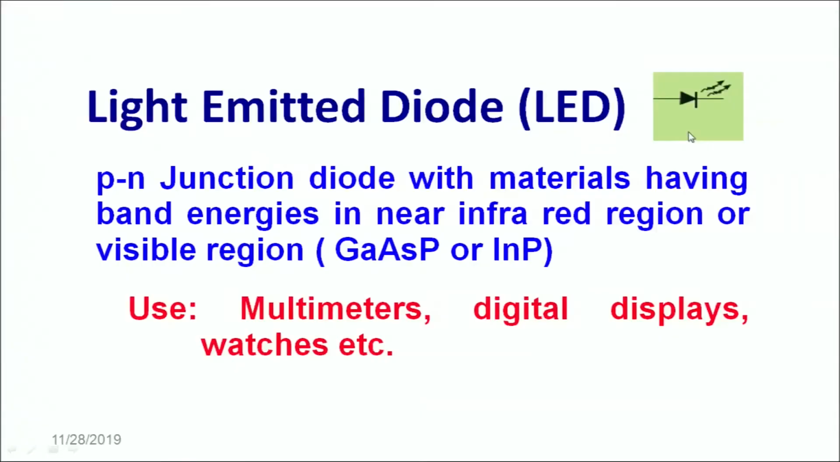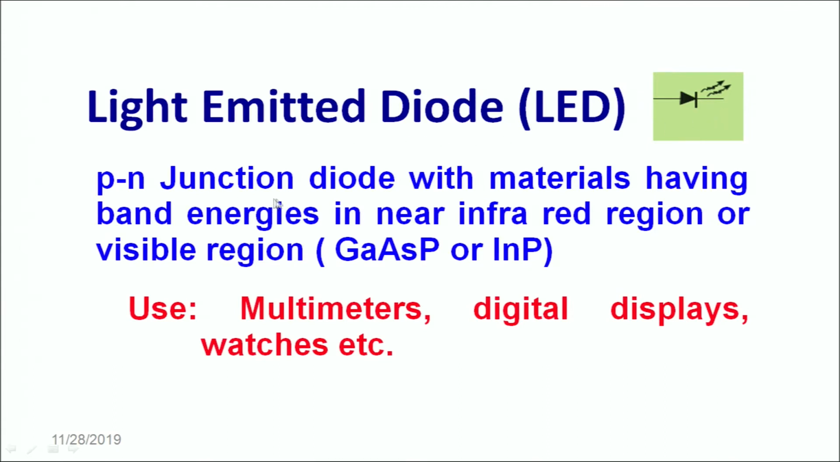As the name suggests, a light emitting diode gives out light when it is allowed to conduct, which means that it converts the electrical current into light energy and gives out the wavelength in the visible region. A light emitting diode is represented like this, where these arrows indicate the light moving out of the diode.